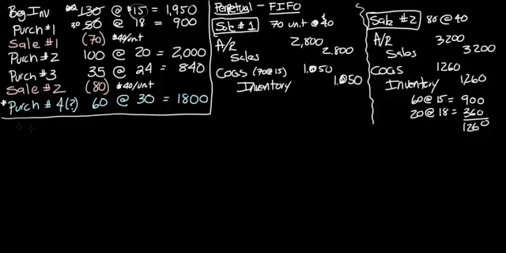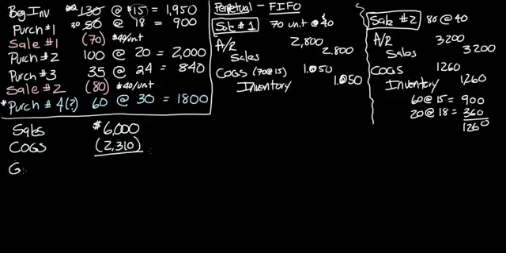Let's follow up with a couple of things here. First of all, let's record what our total sales are going to be. Let's do a little income statement. My total sales are going to be $6,000, that's the $3,200 plus the $2,800. My cost of goods sold is going to be the $1,050 plus the $1,260, which is $2,310. That's going to give me a gross profit after both these sales of $3,690. Sorry about that. And that's my gross profit.